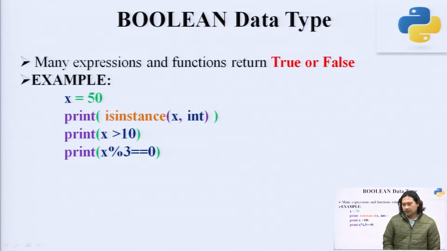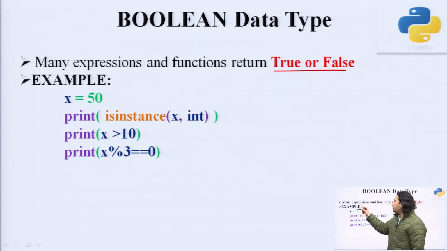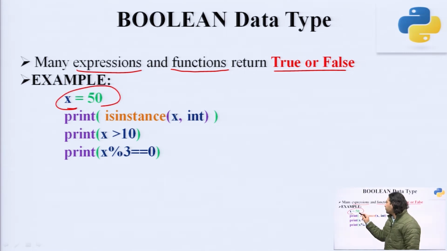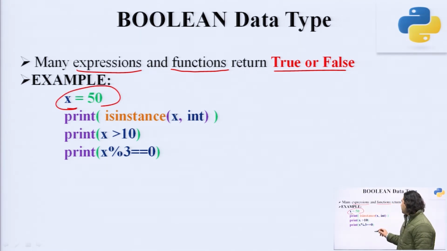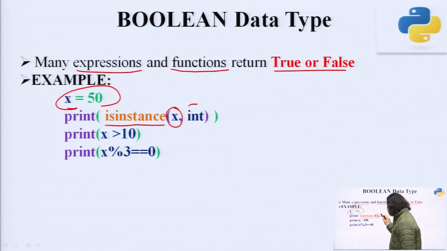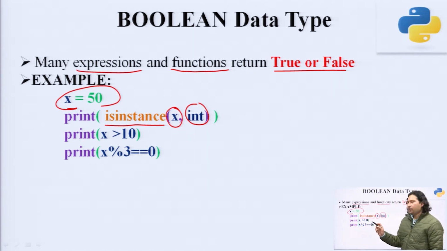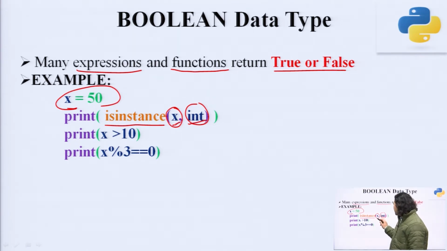Now, look at this one. Next, there is one more condition by which we can get true or false, that is when we are evaluating expressions or functions. Now, look at this example: x is equal to 50, the variable which holds the int value, and we are looking at whether this x variable is int or not. We are checking this data type with int, whether this x variable holds an int, and this int must be equivalent to the int data type or not.